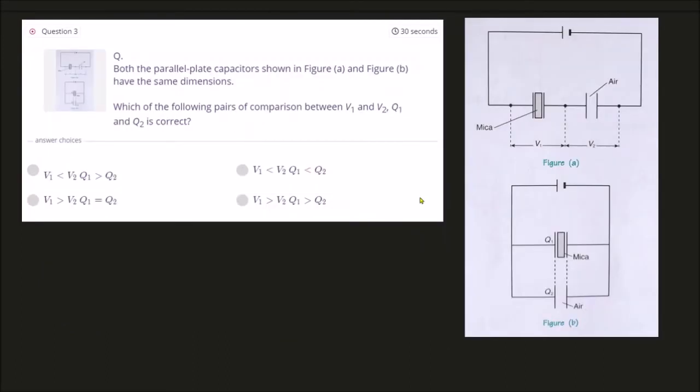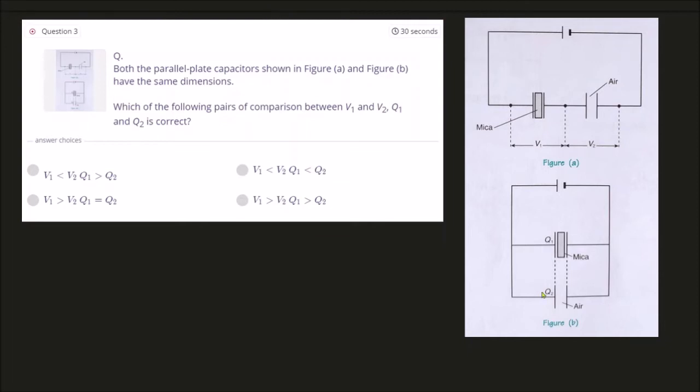Question 3. Both the parallel plate capacitors shown in figure A and B have the same dimensions. So this capacitor and this capacitor have the same area and the same distance apart. Same for this capacitor and this capacitor. Which of the following pairs of comparison between V1 and V2, Q1 and Q2 is correct? Okay, so based on the situation here, let's do it one by one.